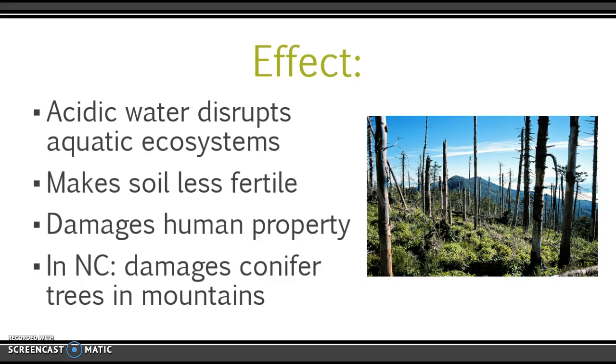There's buffers that exist in the soil that help to alleviate any slight changes, but when it's constant acid precipitation, those buffers get depleted, and that can cause damage for us in North Carolina to our conifers, the pine trees that are growing in the mountains. We're actually a leading source of Christmas trees in the entire country, and you can see in the picture that we're losing a lot of that resource.